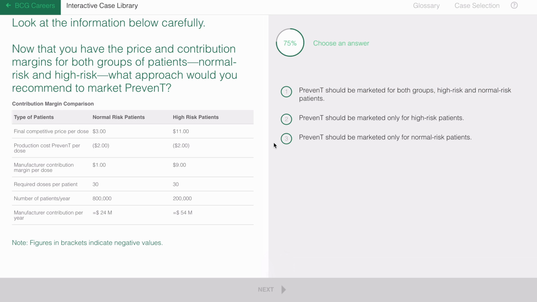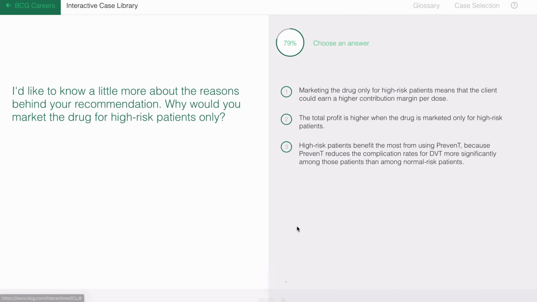And among 2 and 3, we obviously go for the high risk patients because they have a higher profit per year. So answer choice 2. I'd like to know a little more about the reasons behind your recommendation. Why would you market the drug for high-risk patients only? 1. Marketing the drug only for high-risk patients means that the client would earn a higher contribution margin per dose. 2. Their total profit is higher when the drug is marketed only for high-risk patients. And 3. High-risk patients benefit the most from Prevent T because Prevent T reduces the complication rates for DVT more significantly among these patients than among normal risk patients.